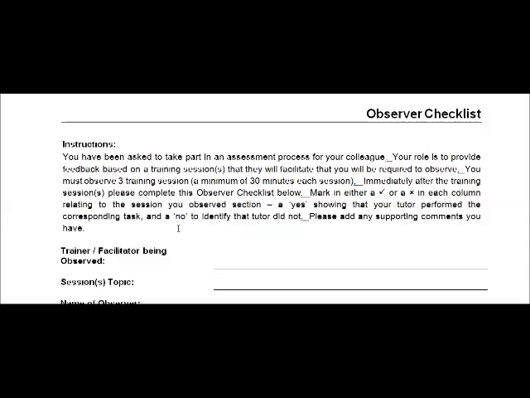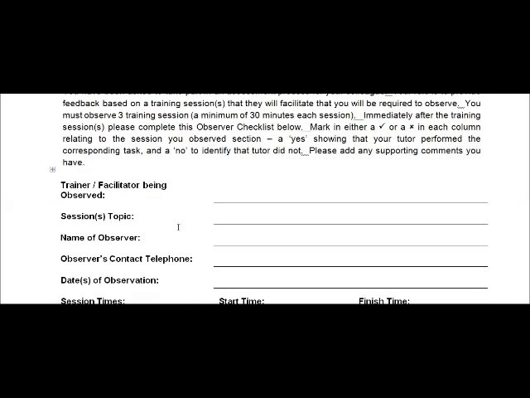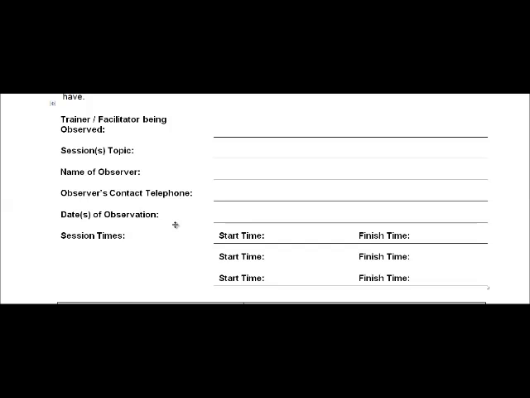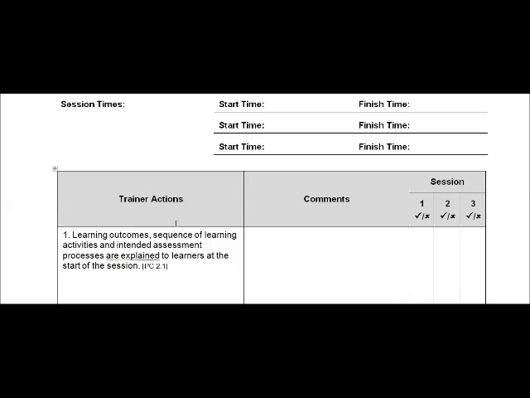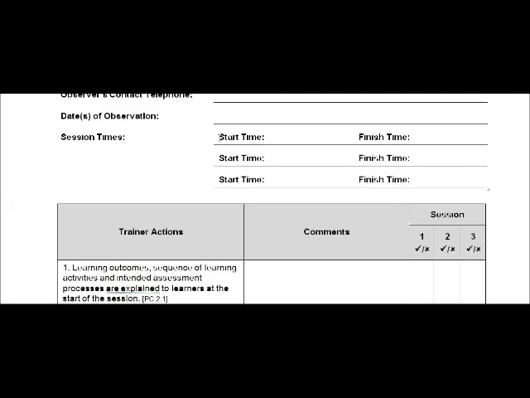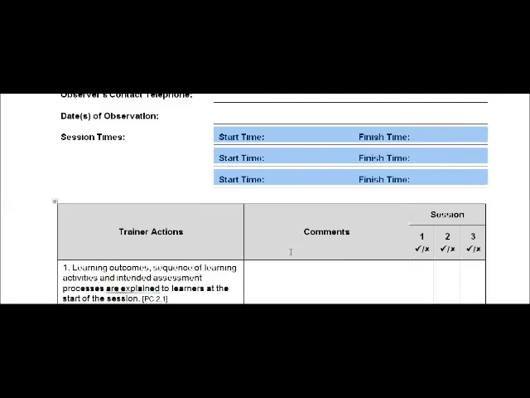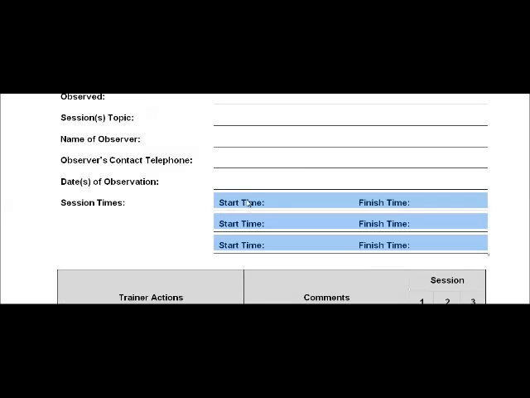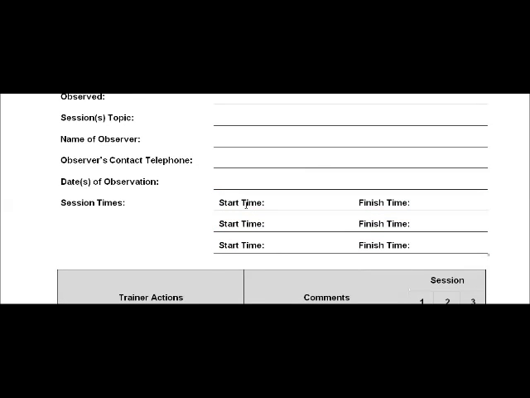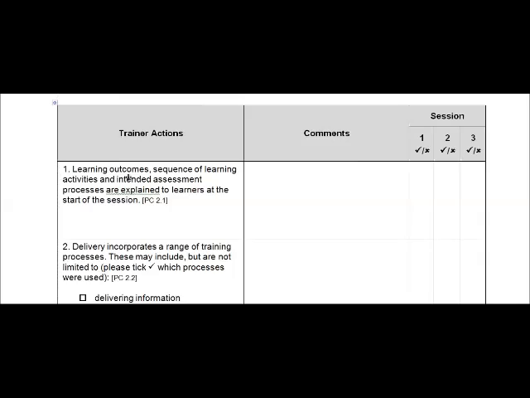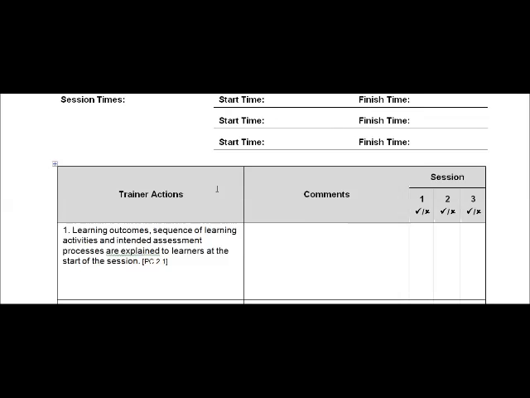Alright. And here is the observer checklist. So your observer will complete this one. Now you'll see on this one here is actually one checklist, but it's used for the 3 sessions. So this is assuming that you're using the same observer for all 3 sessions. So all of those criteria are the same, but this is the column where they'll say whether or not you did that for session 1. This is the column they'll complete for session 2, and this is the column they'll complete for session 3.